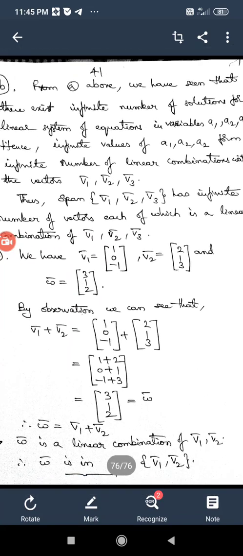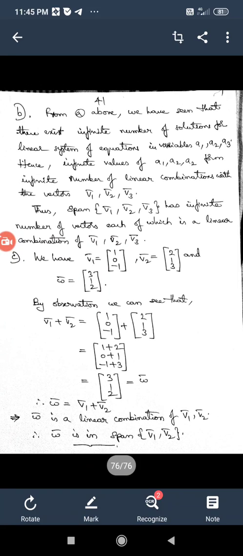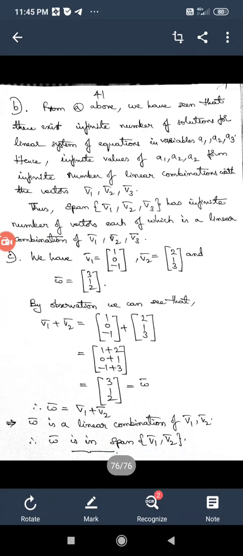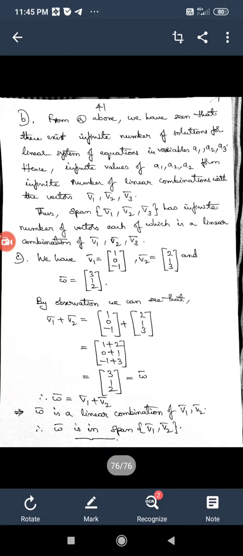Thus, span v1, v2, v3 has infinite number of vectors, each of which is a linear combination of v1, v2, v3. How many vectors are there in span v1, v2, v3 is the question asked of us, and now we are saying that span v1, v2, v3 has infinite number of vectors, and each of those vectors is nothing but a linear combination of v1, v2, v3.